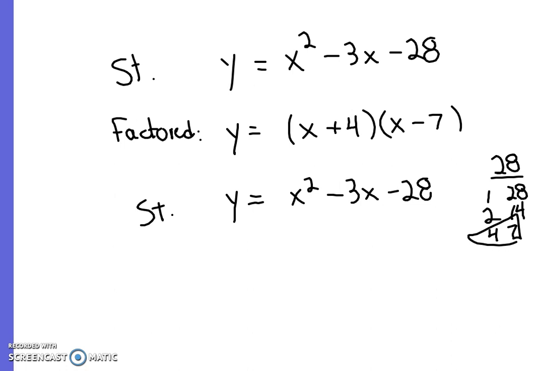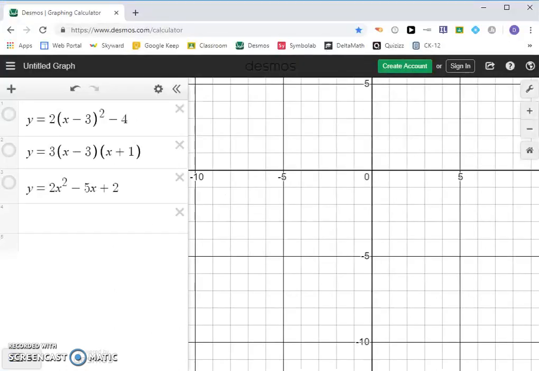Okay. To do that, I want to pull up Desmos, and I want to point out over here, first of all, I've got 3 different equations written up here. This one is in vertex form. This one is in factored form. It's got a 3 out front, but that's okay. And this one is in standard form. Okay, and what I want to do is look at each of these equations and look at various features that we can see based on those equations.